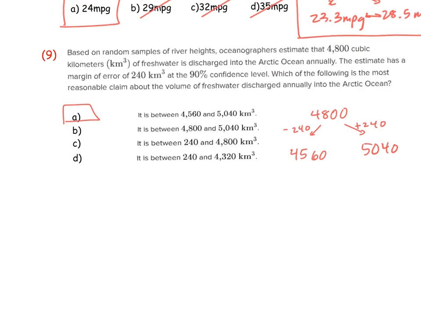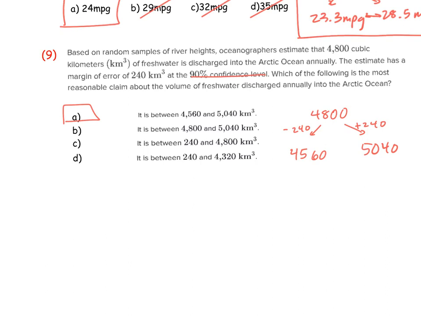All right, so looking at this one, you have a random sample of river heights. Oceanographers estimate that 4,800 cubic kilometers of fresh water is discharged into the Atlantic Arctic Ocean annually. This estimate has a margin of error of 240 cubic kilometers at a 90% confidence level. Again, the 90% confidence level doesn't have any effect. That's there to confuse you, but the margin of error is important.